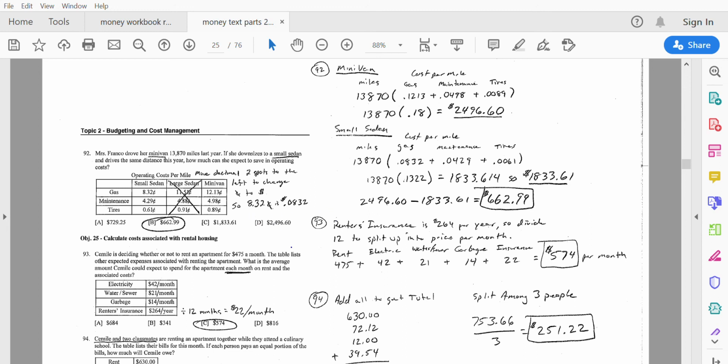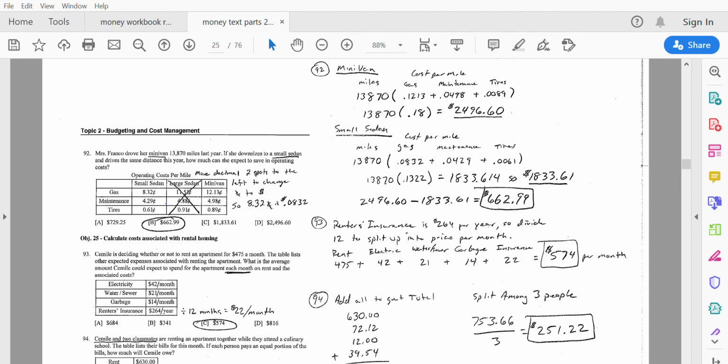If we look here, the cent symbol, I guess an easy example would be if you had 5 cents. We know 5 cents when we use dollars is 0.05. That's what 5 cents is. So really, to get from a cent symbol to a dollar symbol, you move it. It's kind of like percentages. You move it twice. So here, to do this, I move this twice. 1, 2. And that's $0.0832 per mile it costs to drive a small sedan.